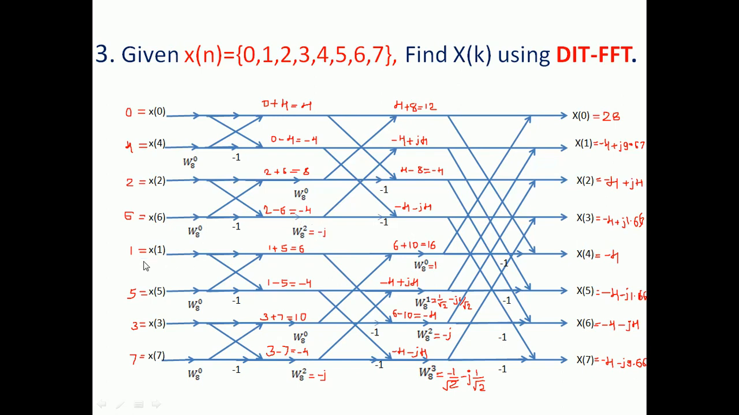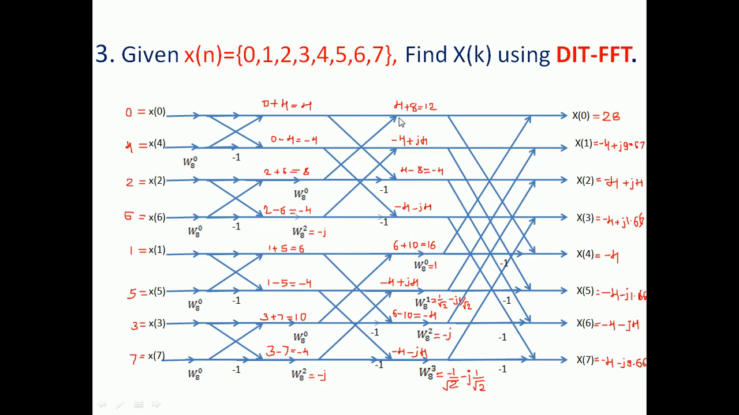Similarly, at this point we have 1 plus 5 into 1, that is plus 6, and 1 minus 5, that is minus 4. 3 plus 7 is 10, and 3 minus 7 is minus 4, and this minus 4 needs to be multiplied with minus j. So we have plus 4j at this point, 10 at this point, minus 4 at this point, 6 at this point, plus j4 at this point, 8 at this point, minus 4 at this point and 4 at this point.